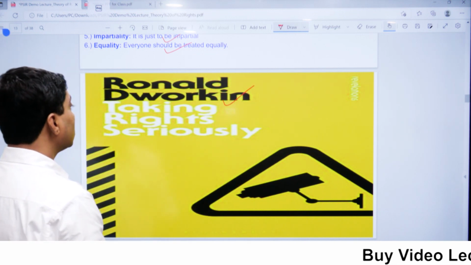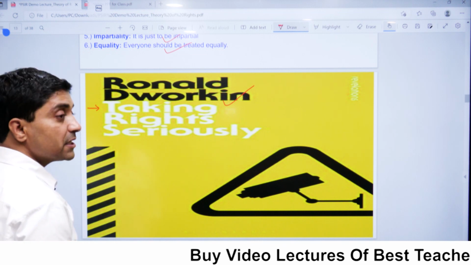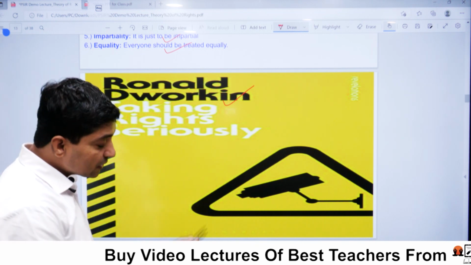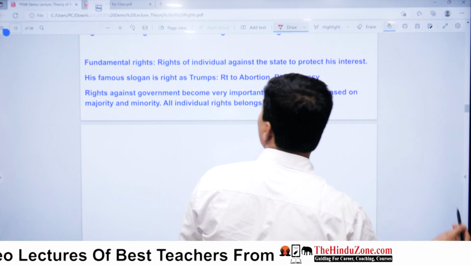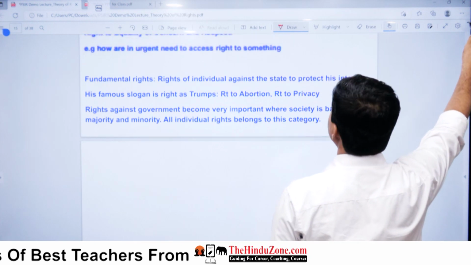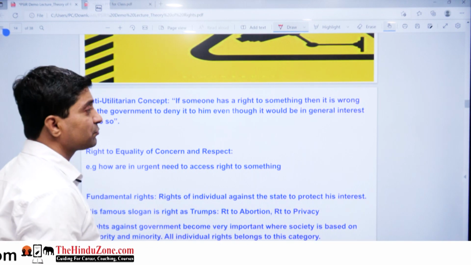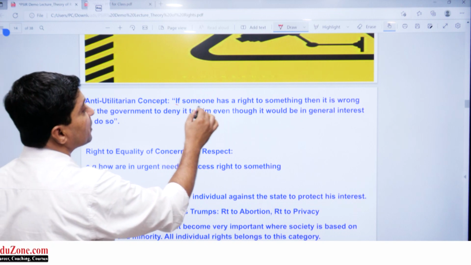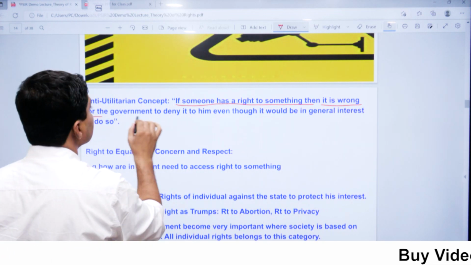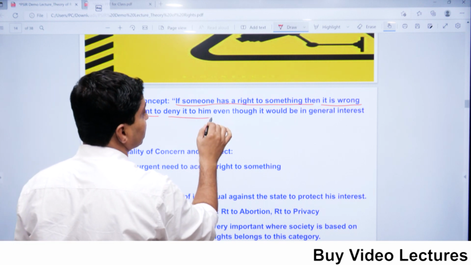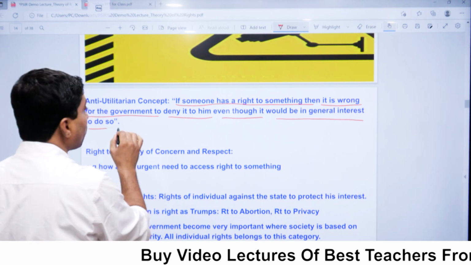Now his idea was rejected by Ronald Dworkin. He wrote a book, and that book's name is Taking Rights Seriously. He opposed the idea of the utilitarian theory of rights, and he said, I quote, if someone has a right to something, then it is wrong for the government to deny it to him even though it would be in the general interest to do so.